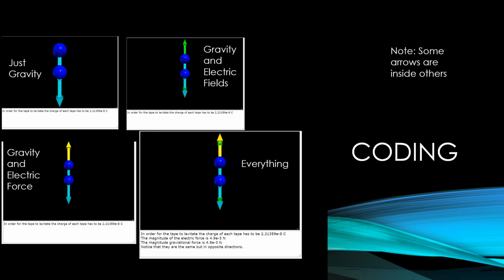In the third picture, we have gravity and the electric force, which we assume for the top tape only are in opposite directions and the same magnitude, so that tape will not be moving and the net force would be zero. In the fourth picture, we have all of the arrows acting on the two balls, essentially gravity, the electric field, and the electric force. I also have printed out the charge that we have, and the magnitude of both of the forces acting on the tapes, which are equal but opposite. I just want to make a little note that some of the arrows, specifically in the last picture, are inside of the other arrows.